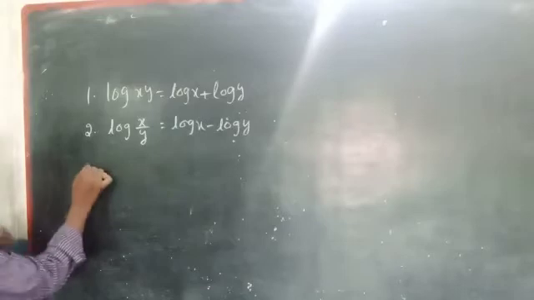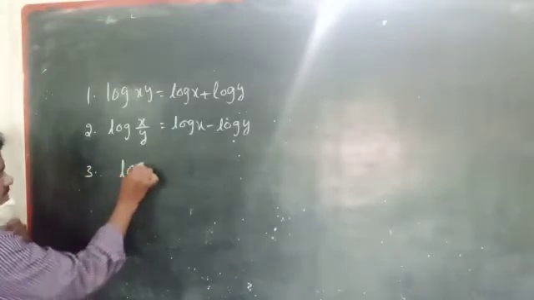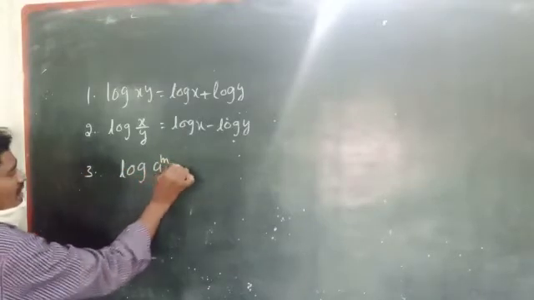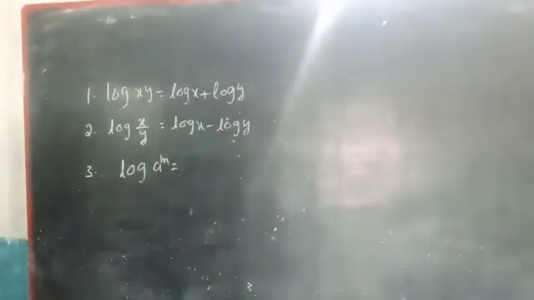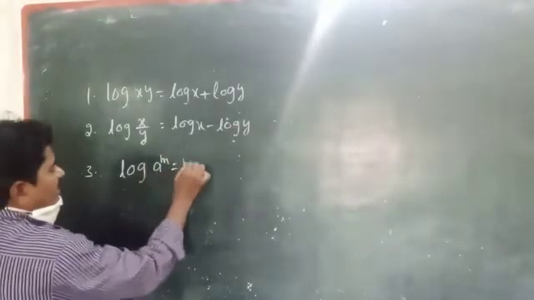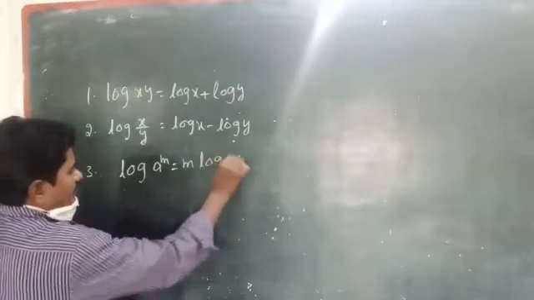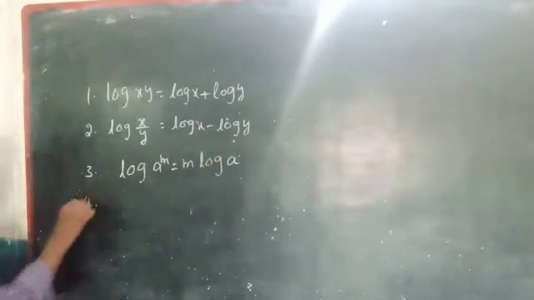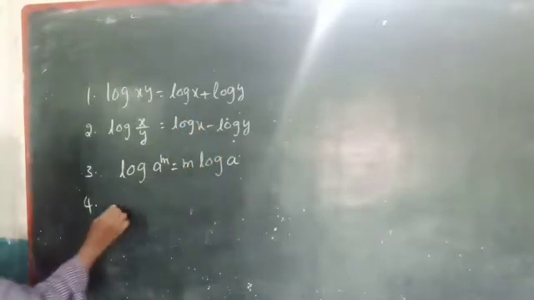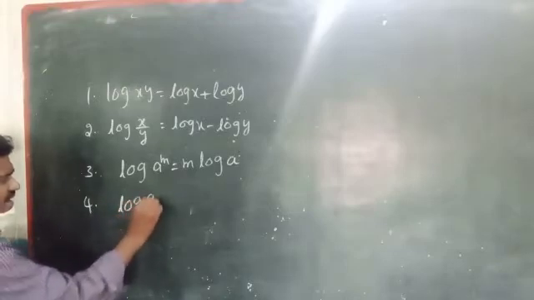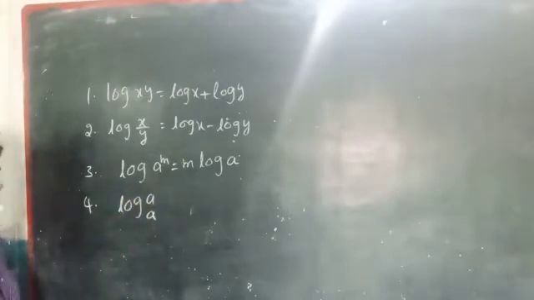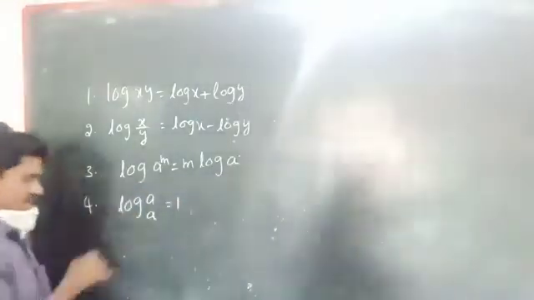Next another one, log a to the power of m is equal to m log a. And the fourth one, log a base a, or log x base x, or log 2 base 2, or log 3 base 3, log 5 base 5, that is equal to 1.